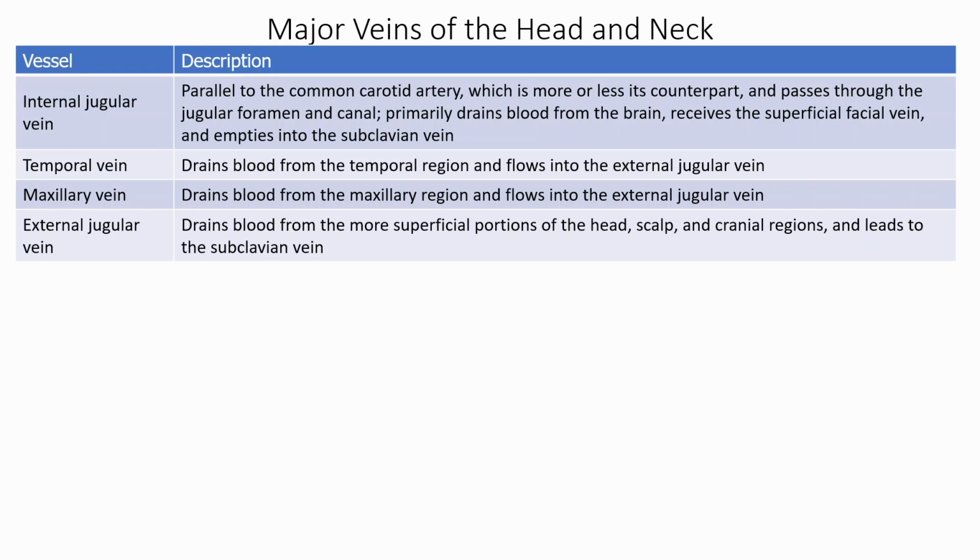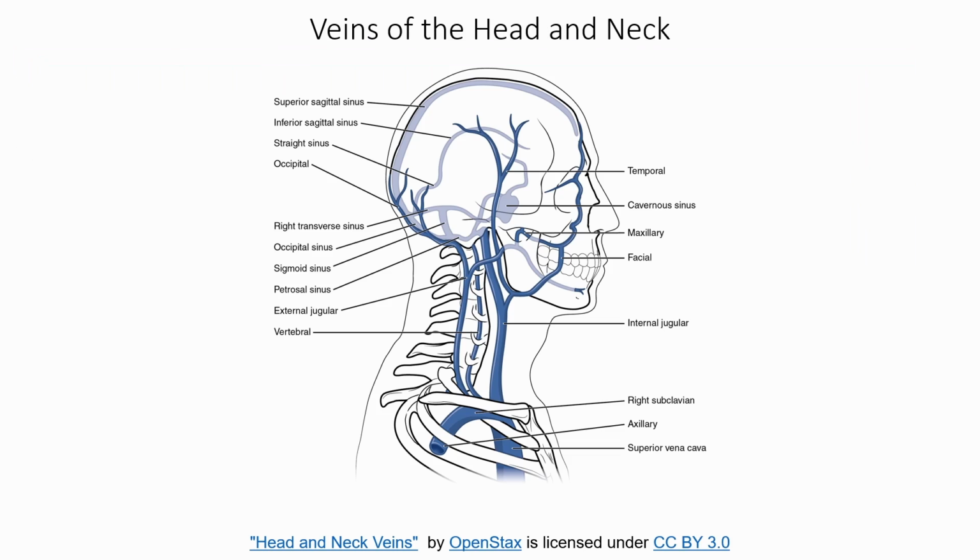For the head and neck, we have the internal and external jugulars, which again are just the venous counterpart to the carotids. We also have the temporal vein and the axillary vein, again draining blood from those particular regions that they're named for. And so this is where we would see them, right? We see the internal jugular and the external jugular.